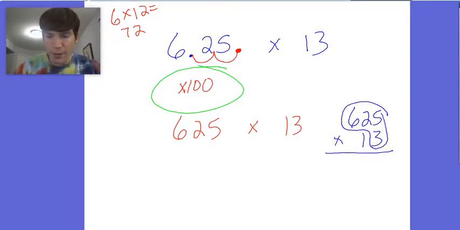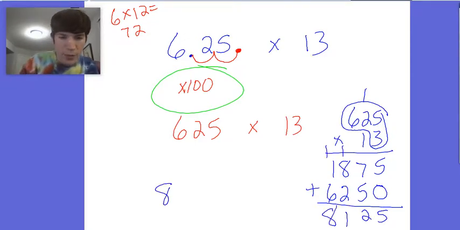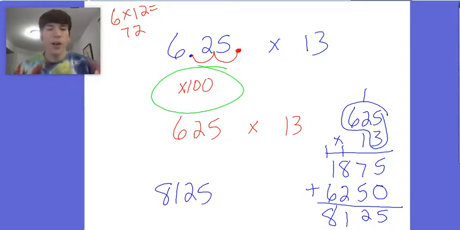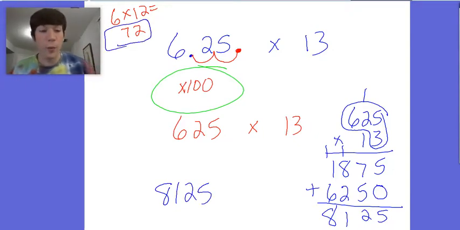So first I'll do 625 times 3. As I move to the tens, I'll put a 0 down in my ones place. Add these two partial products together. And I get 8,125. Now, you'll notice that's significantly bigger than the estimate that we originally thought.